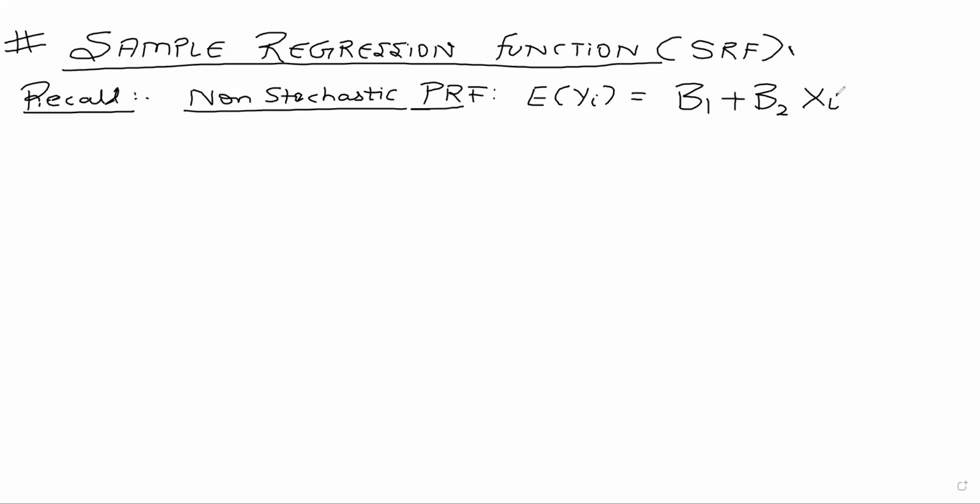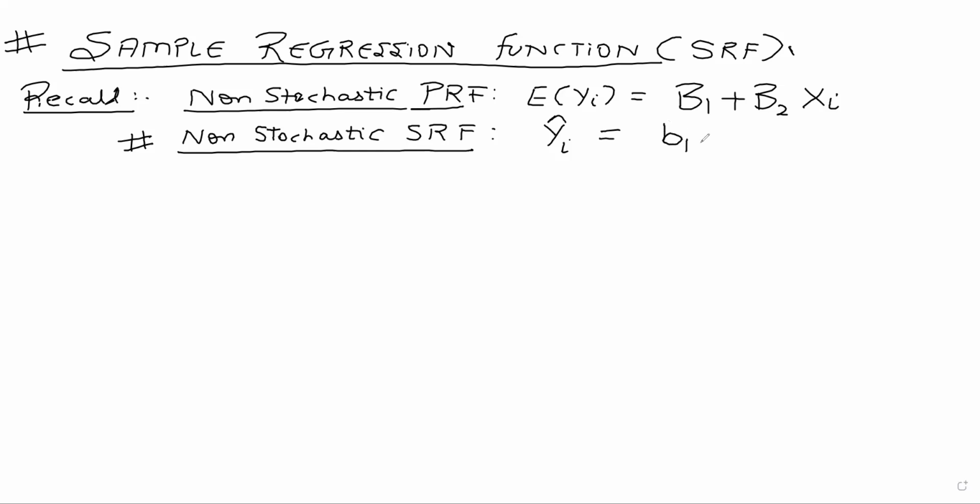So I can write the corresponding non-stochastic sample regression function. Non-stochastic sample regression function is what? It is given by yi hat is equal to small b1 plus small b2 times xi. Now, guys, remember xi is non-stochastic. Xi is anyways fixed. Whether you look at the population or the sample, xi is taking fixed values. It's a non-stochastic variable.